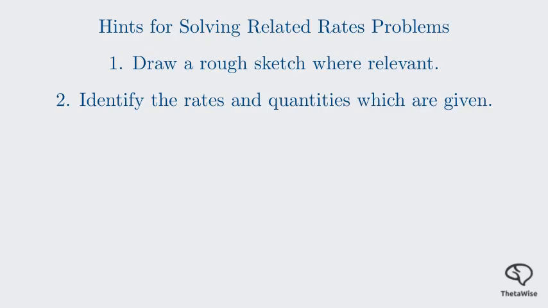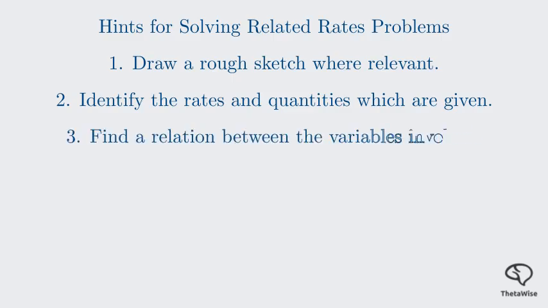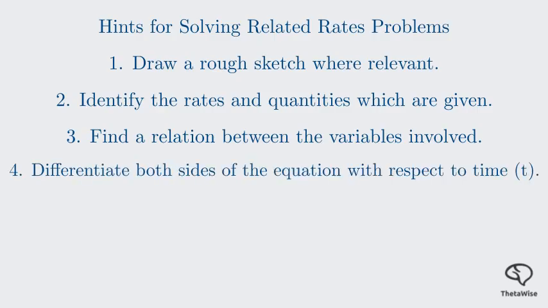Sometimes it's a standard formula. Other times you might need to use geometry like similar triangles or the Pythagorean theorem. Fourth, differentiate both sides of this relationship with respect to time, t. This step will introduce the rates of change. And fifth, substitute the values you know at the specific moment in time the question asks about, and then solve for the unknown rate.